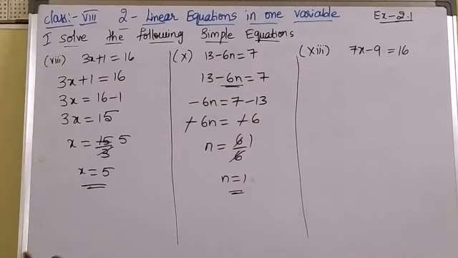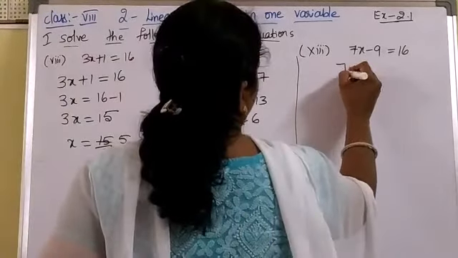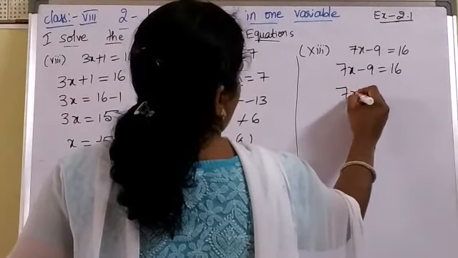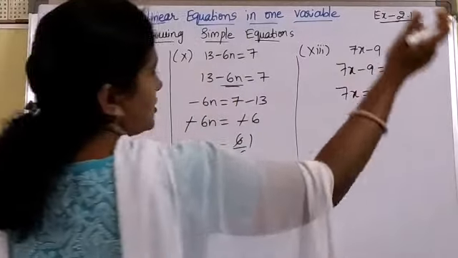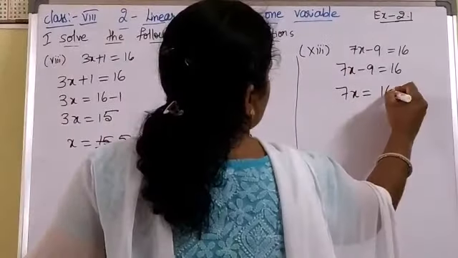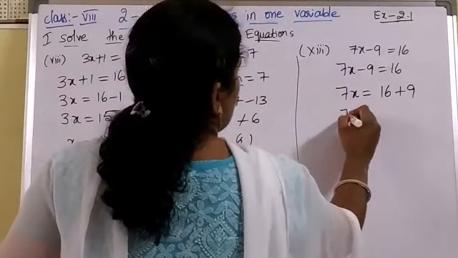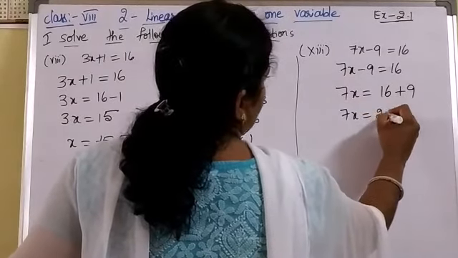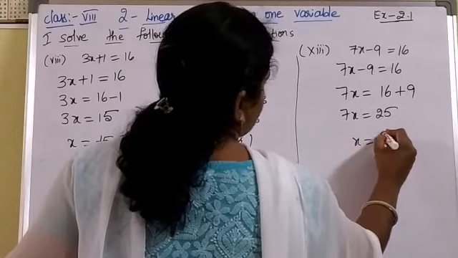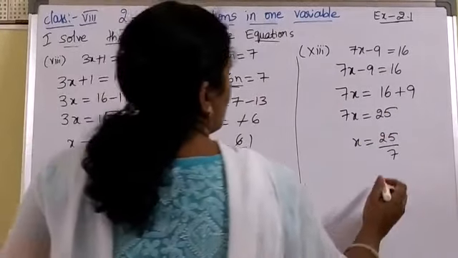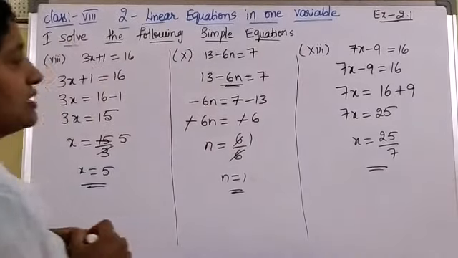And here coming to here, 7x minus 9 equal to 16. 7x equal to 16, minus 9 I will transpose to the other side. So here plus 9 it will become. So 7x equal to 16 plus 9, how much? 25. Then what is x? 25 by 7. Here is any cancellation possible? No. So what is the x value? 25 by 7 is the answer.